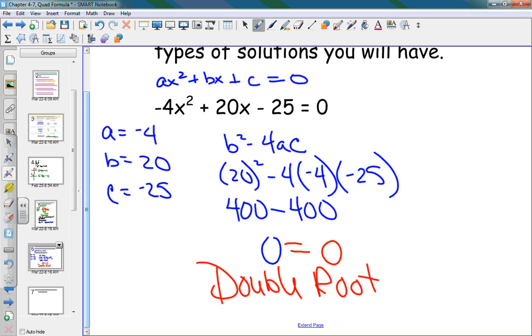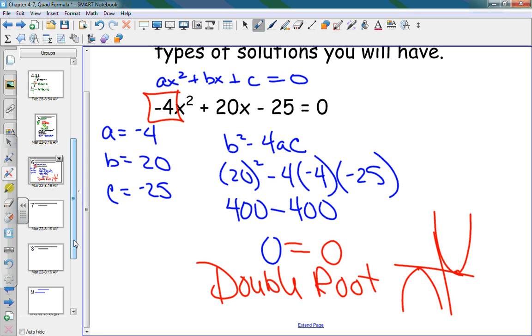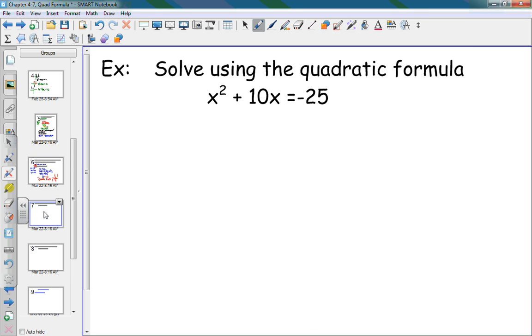Meaning, what does that look like graphically? It touches and it shoots right back up, or down. In this case, it's going to be down. Why is it going to be down? Because a is negative, meaning it's reflected. Okay, that's the discriminant. Now, how do we actually use the quadratic formula?